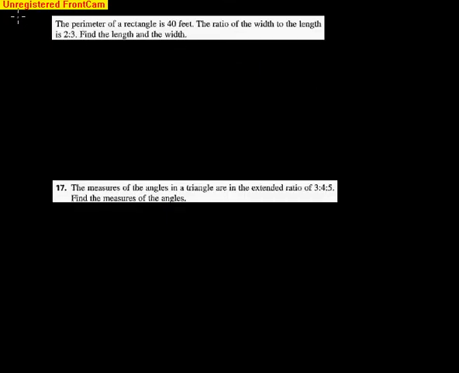Okay, here are the third problems we'll take a look at. This will be A, and that'll be B. Okay, these are ratios and geometry. The perimeter of a rectangle is 40 feet. The ratio of the width to the length is 2 to 3. Find the length and width.